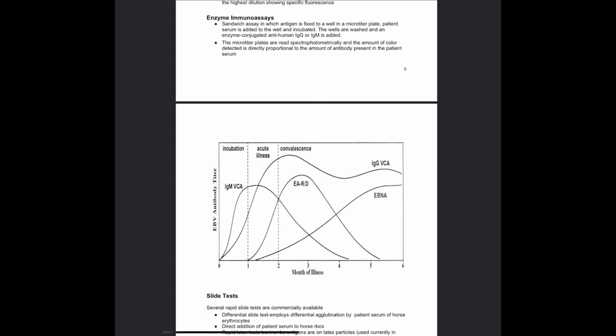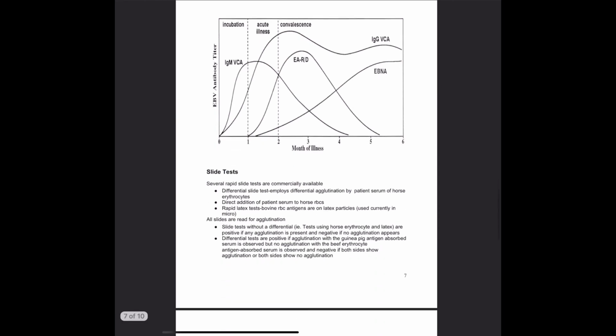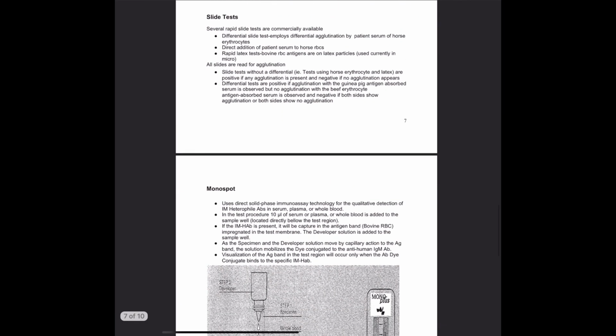Here's a chart that shows when each of the antibodies are detected. We also have a few different slide tests I'll let you guys read about.